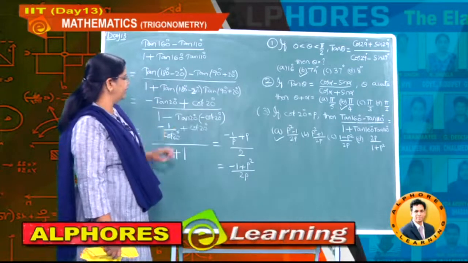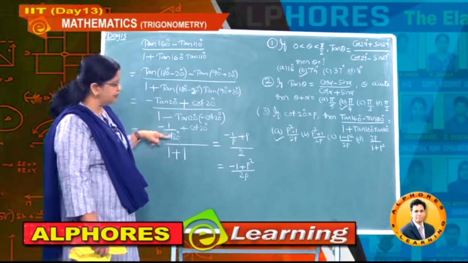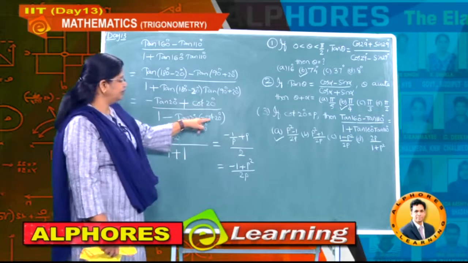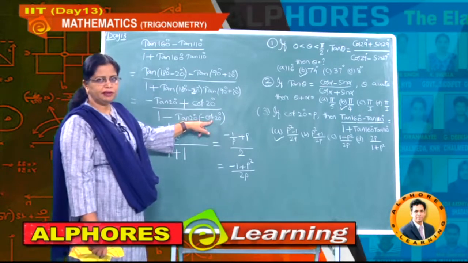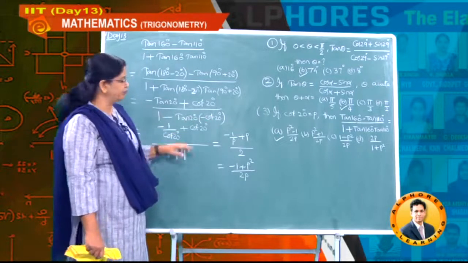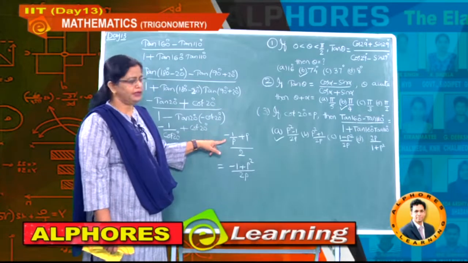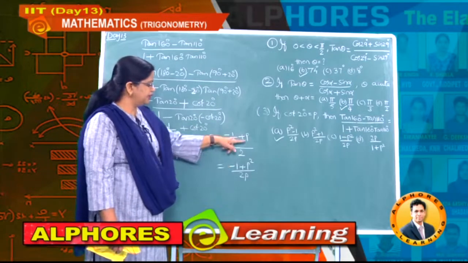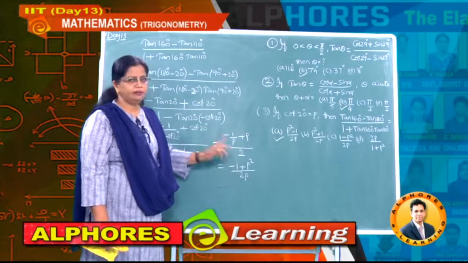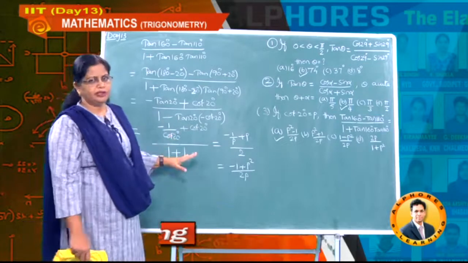Next, this is minus tan 20, and this one is minus cot 20. So you get minus 1 divided by cot, since tan is 1 by cot, and plus cot 20. The denominator, tan 20 into cot 20, is nothing but 1. So 1 plus 1, the value is 2. Now we substitute this value, and if you take the LCM, p is the LCM, giving p square minus 1 divided by 2p. Okay students, in this way you can solve this problem.